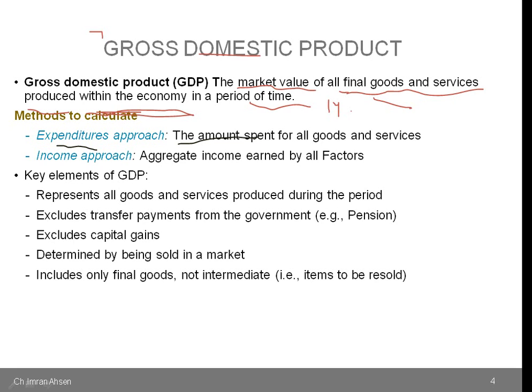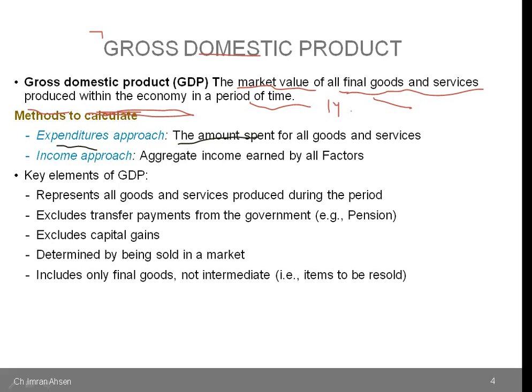Key elements of GDP. If you have any question, you can message me or comment, and I can explain it. This video is basically to show an overview. If you need any clarification on the expenditure or income approach or any concept, you should message me in the comments.